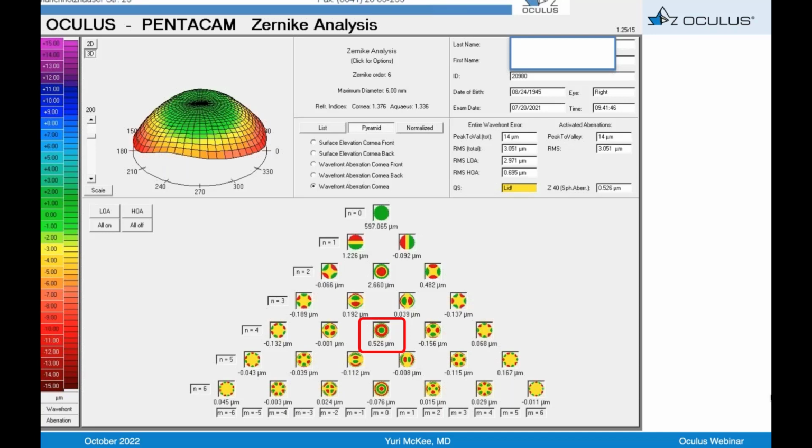So positive spherical aberration, the central cornea is flatter than the best fit sphere, and we're seeing that with this 0.526 number, 1/2 a micron of spherical aberration. That's kind of pushing the limits for a multifocal lens. A normal cornea is about 0.2, 0.3 maybe, not 0.5 and above. And so we have less chance of hitting the refractive target in a post-myopic LASIK patient, and they have spherical aberration, which will degrade image quality.